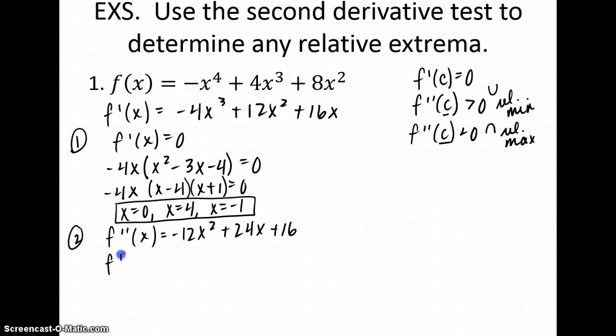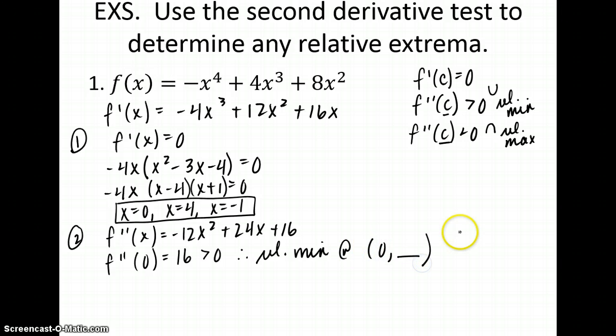So plugging these three values in, the second derivative at 0 is equal to 16. 16 is obviously a positive value. Therefore, a relative minimum occurs at the point 0. Now, where does this come from? Plug 0 back into the original. So relative minimum at (0, 0).